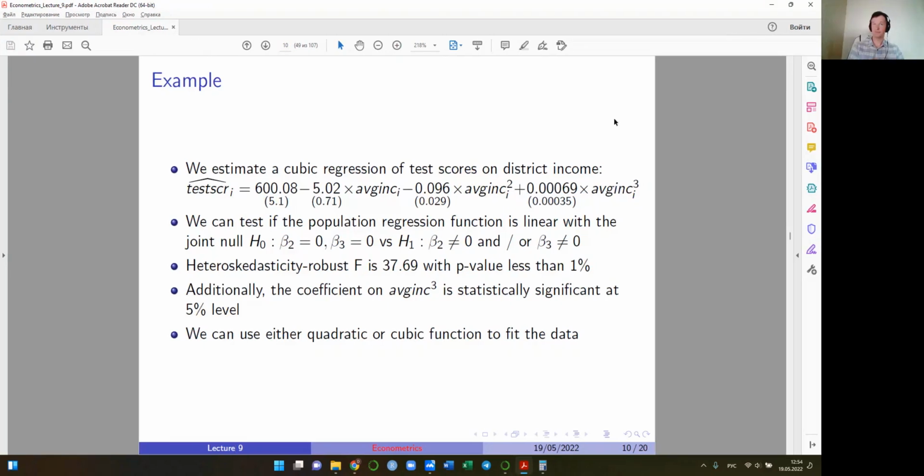Also, if we want to include the variable of average income in the regression model, do we include only one that is, for example, quadratic, or do we include both the first and second power, and probably the third one? Probably, but as we see, the third power is at the margin of being not rejected. Okay, I see. Thank you.